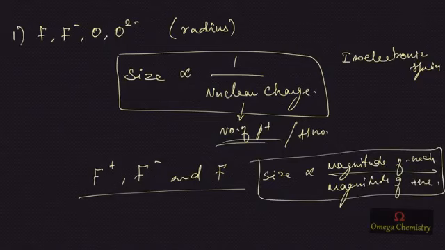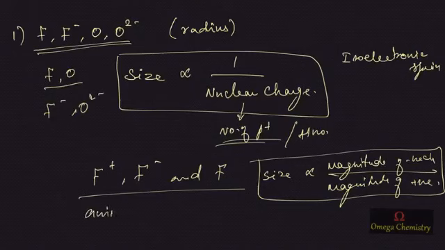Now let us solve this one. Fluorine minus, oxygen and oxygen minus. Now I am going to divide it into two groups: fluorine and oxygen, which are neutral, and F minus and O2 minus. We know that if the magnitude of negative charge increases, then size will increase, right? So surely the anions will be greater in size than the neutral atoms. So 100% the anions should come first.